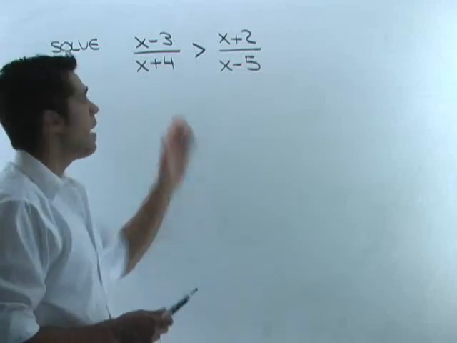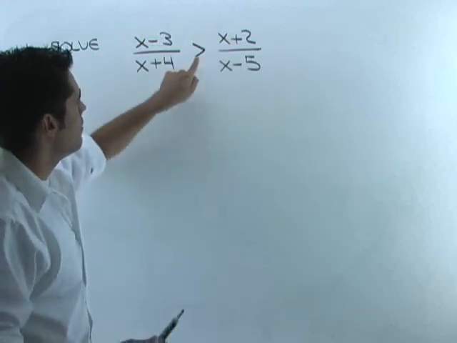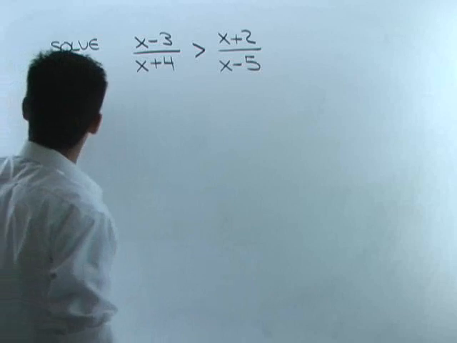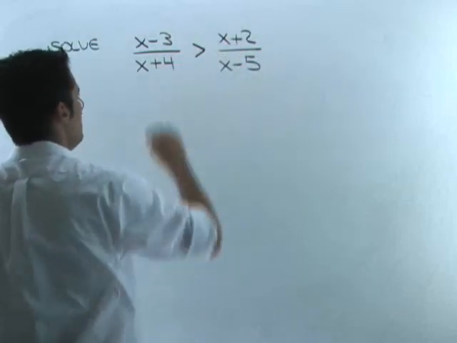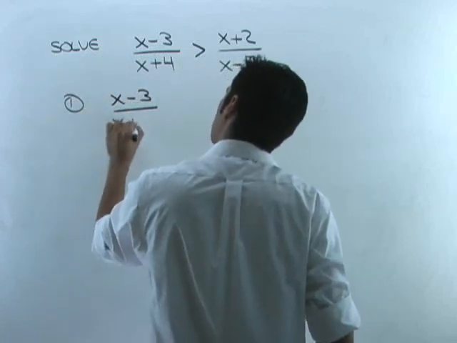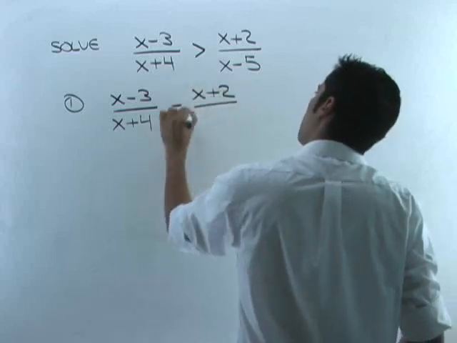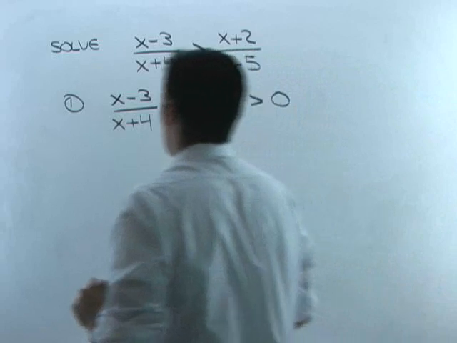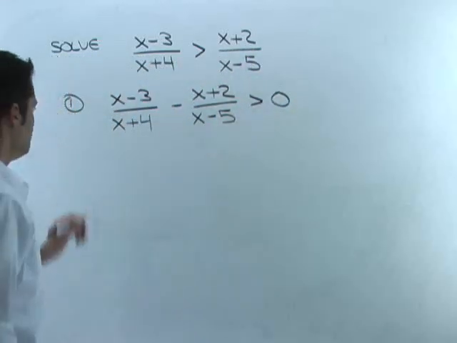All right, let's solve another rational inequality. So we notice we've got rational expressions. We have a greater than symbol, so it is a rational inequality. The first step is to isolate. So I'm going to move this entire expression to this side, which makes it a minus. So I have (x minus 3) over (x plus 4), then minus (x plus 2) over (x minus 5), and then greater than 0. So now we've isolated the rational expression on one side, 0 on the other.